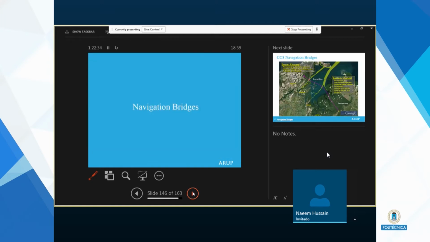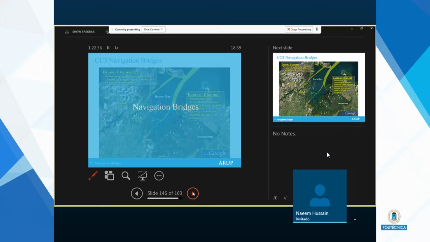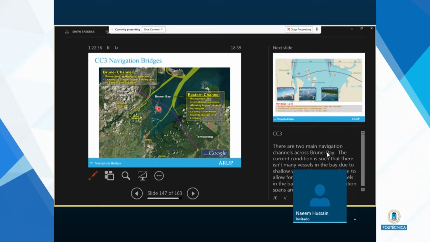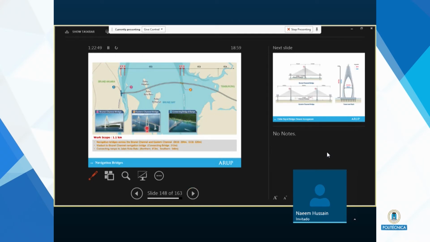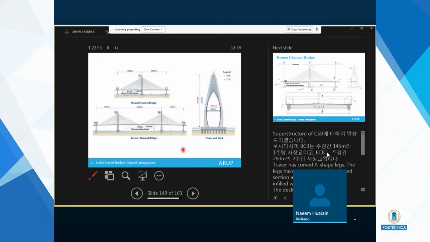Now let's talk about the navigation bridges. There are two navigation bridges over here, one at Brunei Bay and one we call the Eastern Channel. So here you can see the view. Basically it is one single tower with a navigation channel, and then two towers with a navigation channel in the middle.